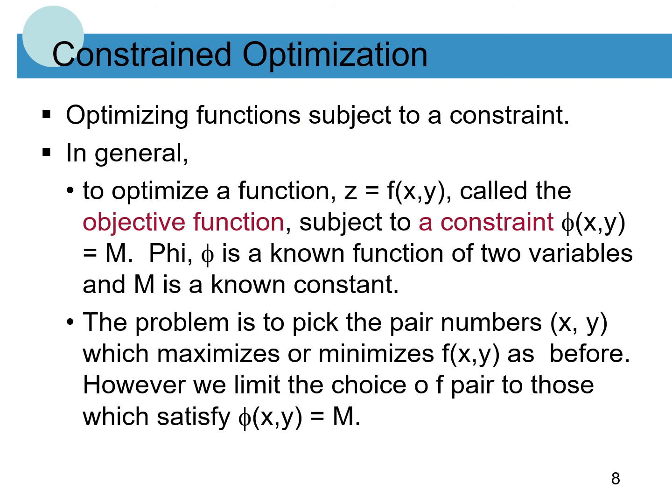Then we move to another topic, that is constrained optimization. So constrained optimization is optimizing functions subject to a constraint. Therefore, in general, to optimize a function z equal to f of xy, which we call the objective function, subject to a constraint p of xy equal to m. P is a known function of two variables and m is a known constant. The problem is to pick the pair of numbers xy which maximizes or minimizes f of xy as before. However, we limit the choice of pair to those which satisfy p of xy equal to m.